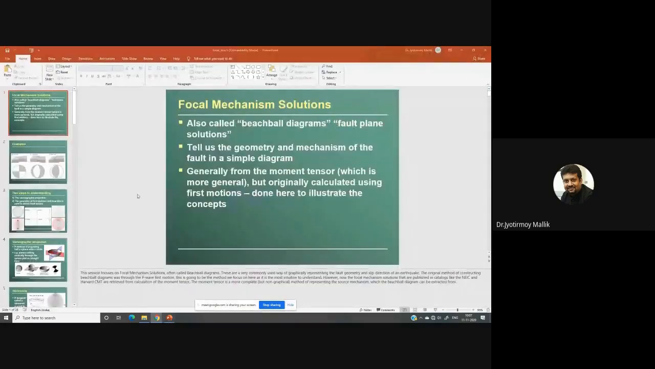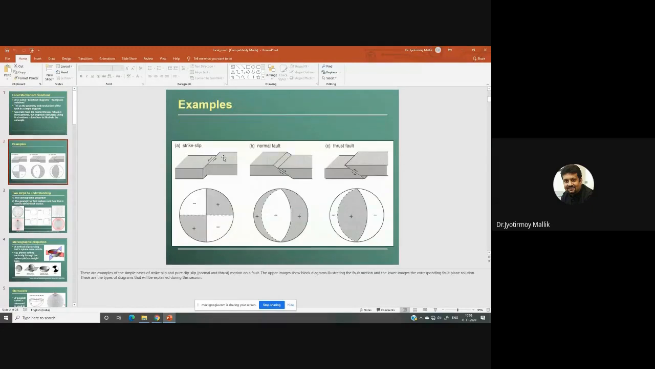Okay, so we have been discussing beach ball diagrams, focal plane mechanisms, or fault plane solutions, which are representations for earthquakes. What type of faults essentially created those earthquakes is represented by the beach ball diagrams. And then we said these are the corresponding beach ball diagrams. This is for a strike slip fault, this is for a normal fault, and this is for a thrust fault.